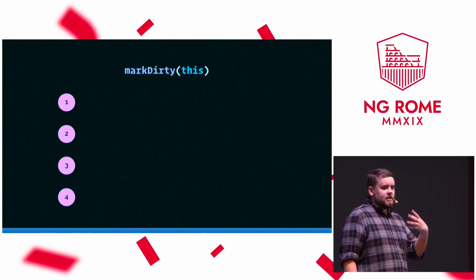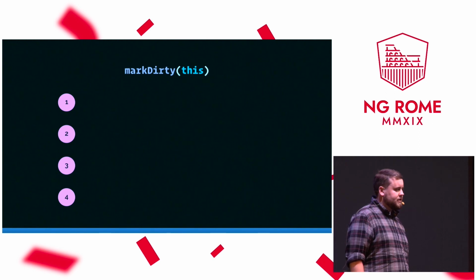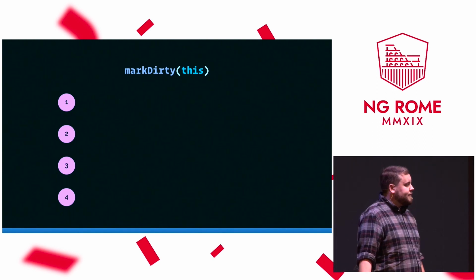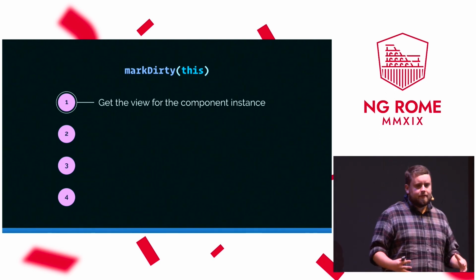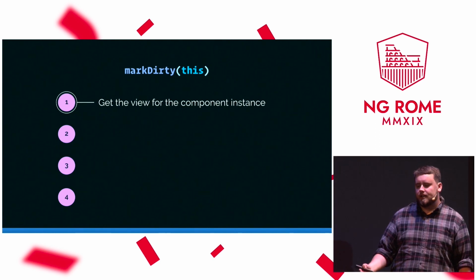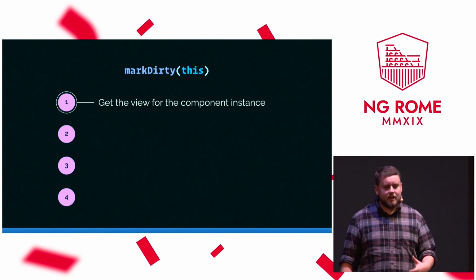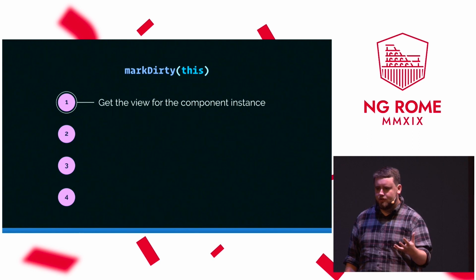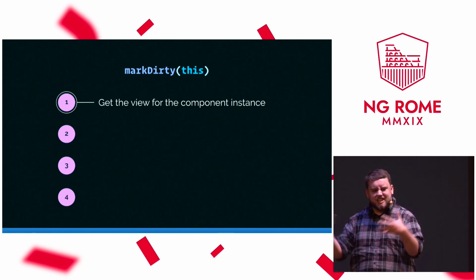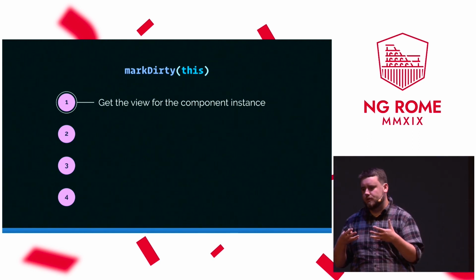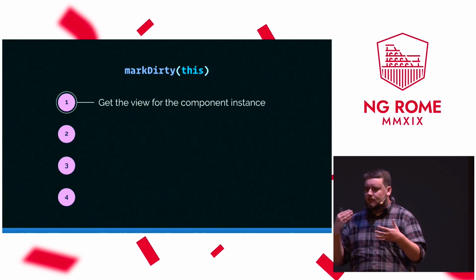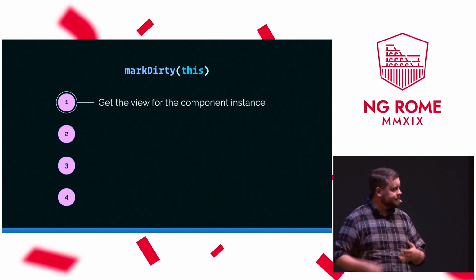So markDirty does 4 things. I've kind of dug into the source code to suss this out. The first is that it gets the view data for the component instance that we provide it. So underneath the hood, Angular has a bunch of data about the view for our components, and it just sort of maintains this binding between the two of them. So first thing it does is it looks up that binding, gets the view data.